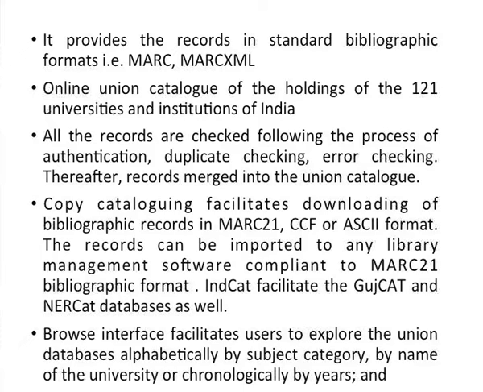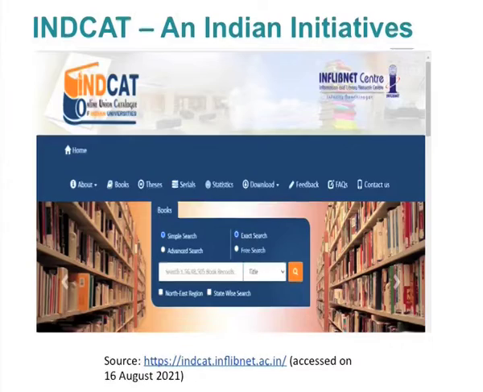IndCat also has a facility for copy cataloging, because it facilitates downloading of bibliographic records in MARC 21, CCF or ISO format. The records can be imported to any library management software which is compliant with MARC 21 bibliographic format. And IndCat also facilitates the Gujarat catalog, which we call GujCat, and the NERC database as well. It is NERCat, basically. So, it also serves that database, and you can see on the screen the IndCat screenshot.